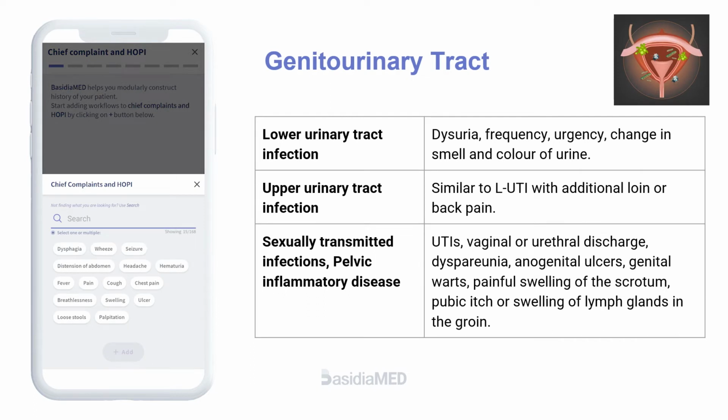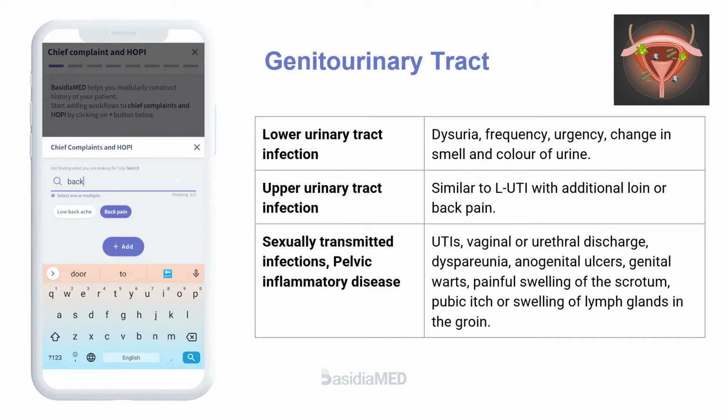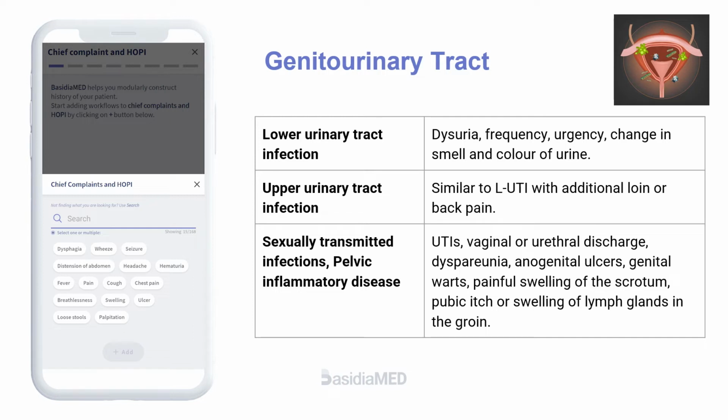Genitourinary tract. Lower urinary tract infection classically presents with a combination of dysuria, frequency, urgency, and change in smell and color of urine. Upper urinary tract infection may have similar features, with additional loin or back pain. Sexually transmitted infections and pelvic inflammatory disease can present like urinary tract infections, with additional symptoms of a vaginal or urethral discharge, dyspareunia, anogenital ulcers, genital warts, painful swelling of the scrotum, pubic itch or swelling of lymph glands in the groin.